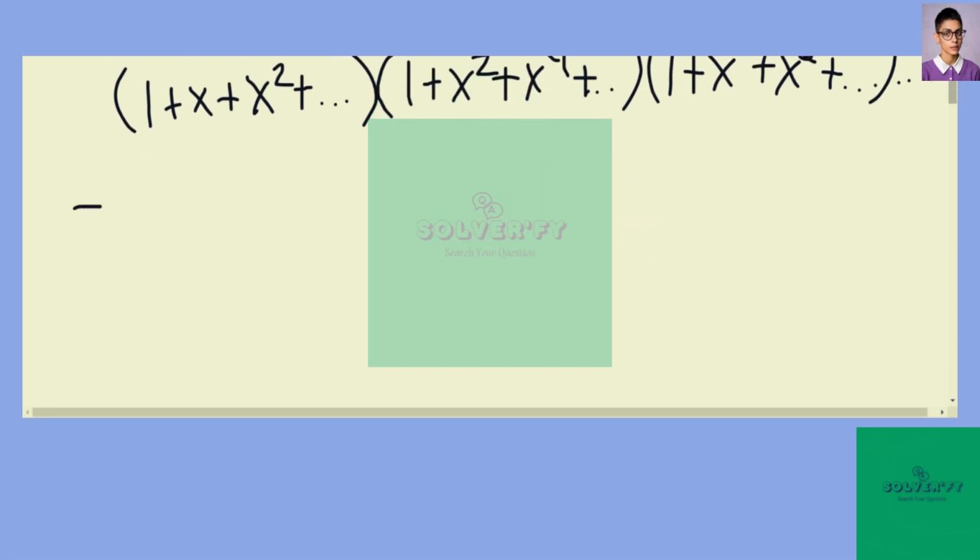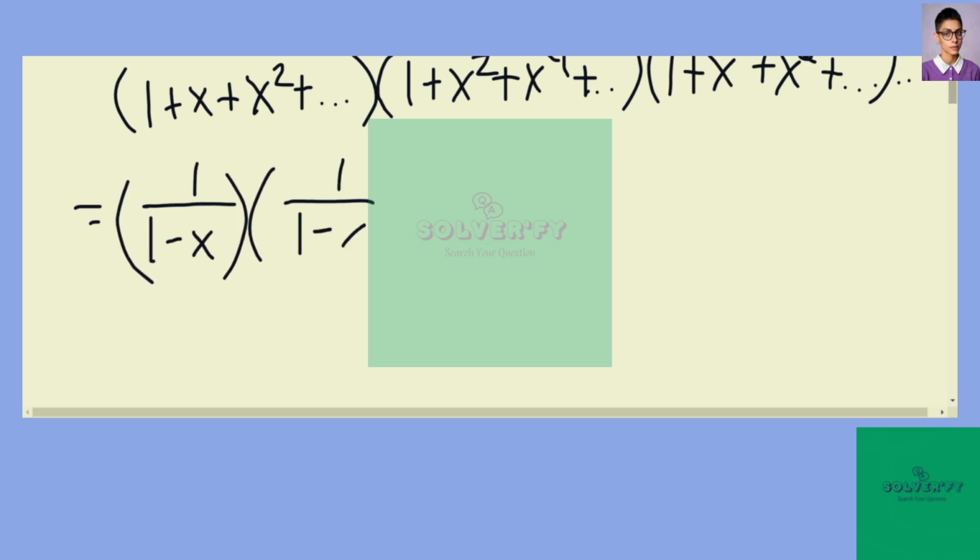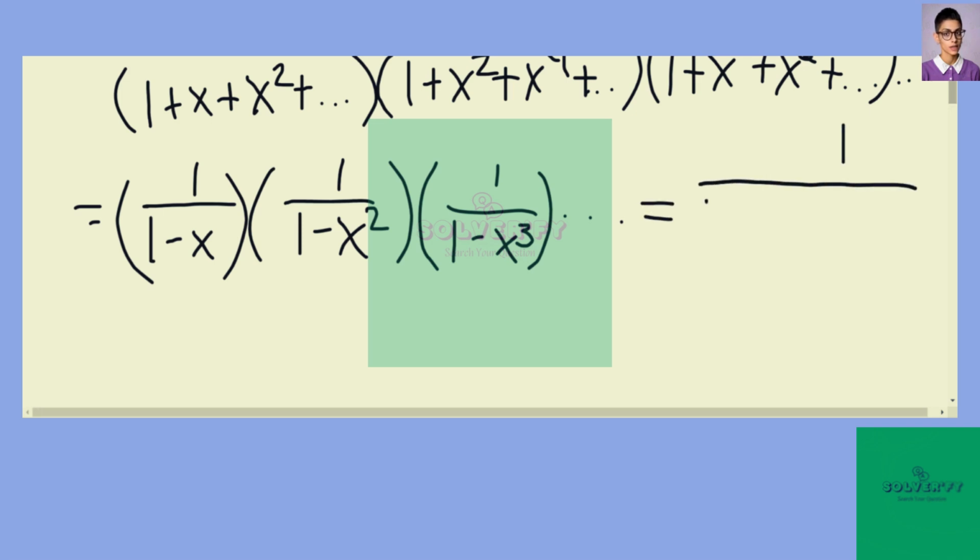And we have, by a theorem from the book, that this is going to be equal to 1 over 1 minus x times 1 over 1 minus x squared times 1 over 1 minus x cubed, and so on, so that this generating function is 1 over (1 minus x) times (1 minus x squared) times (1 minus x cubed), and so on.